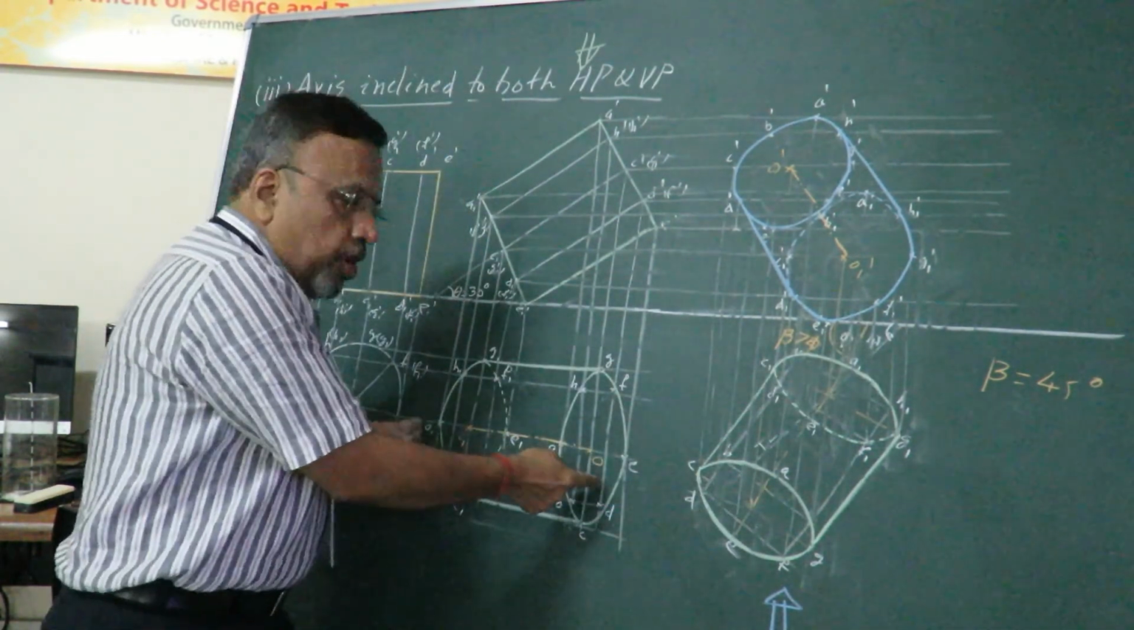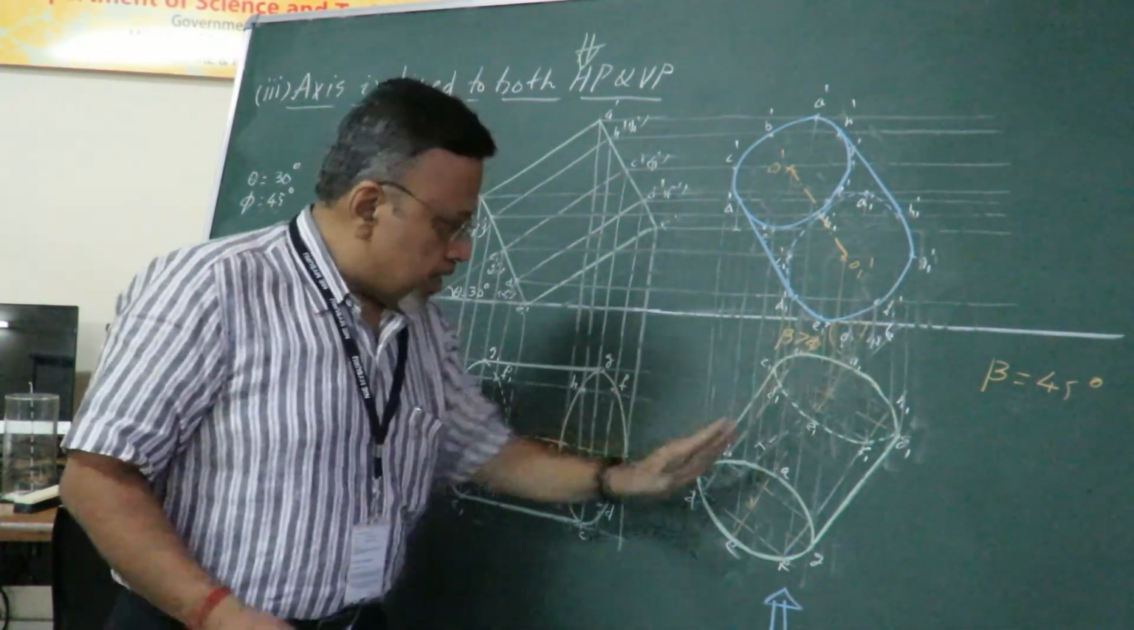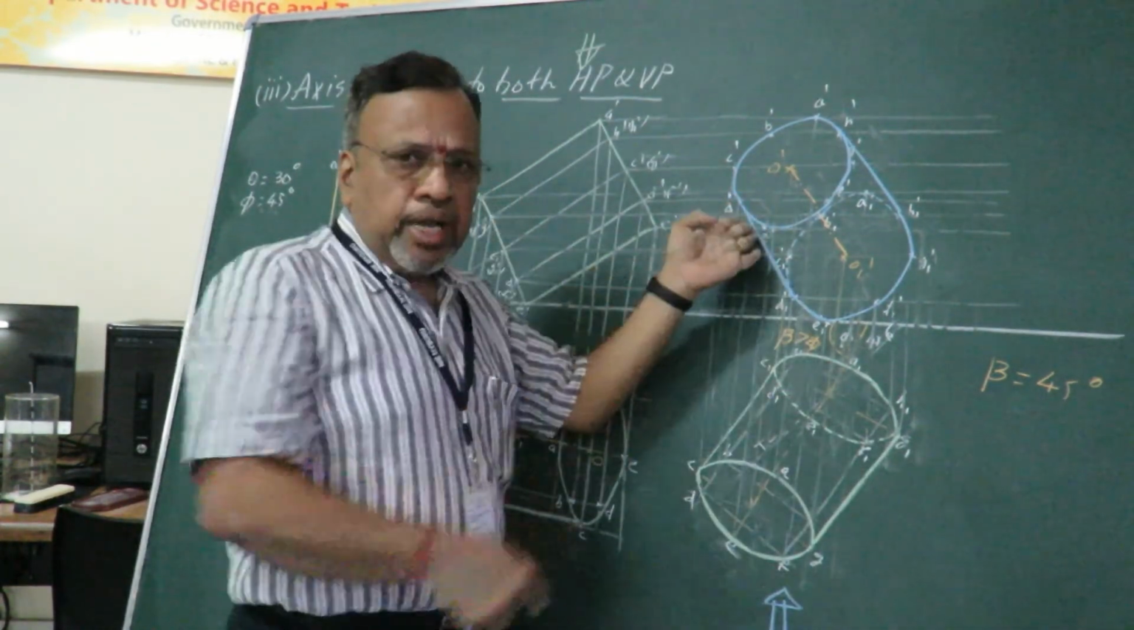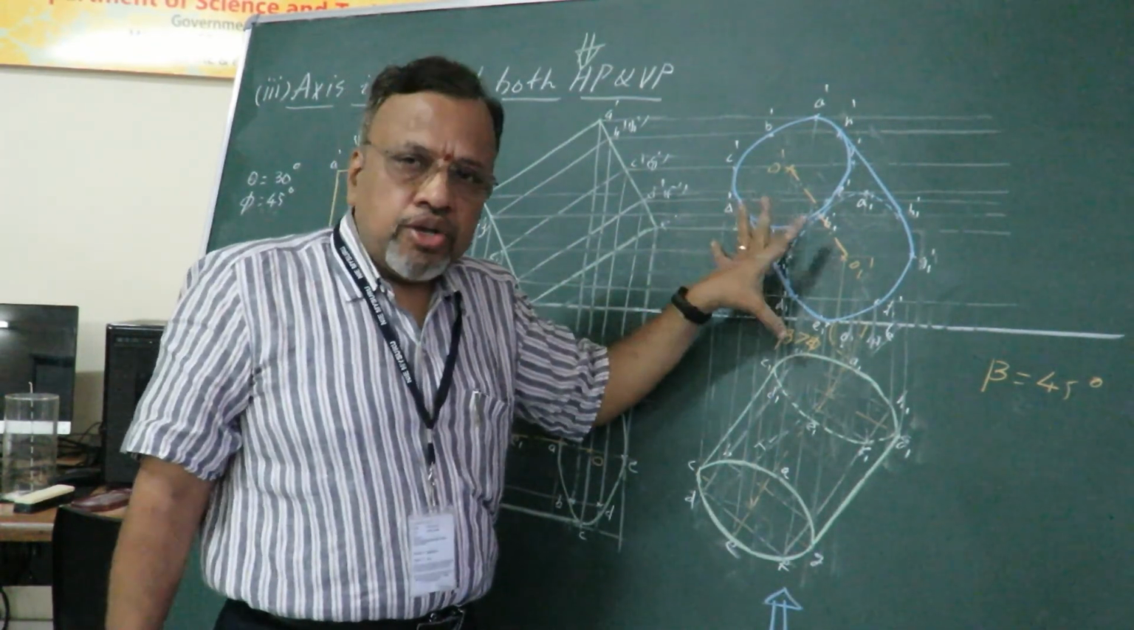So I need to redraw this figure with this particular 45 degrees itself, then you get the corresponding new front view. Understood? Thank you.